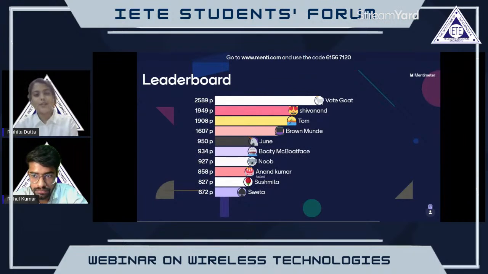Okay, so Vote Goat has topped the charts with 2,589 points, followed by Shivanand and then Tom, and then Brown Munde and the others. Congratulations, Vote Goat. It's very impressive and I like it. Congratulations to all of you, and you should participate.